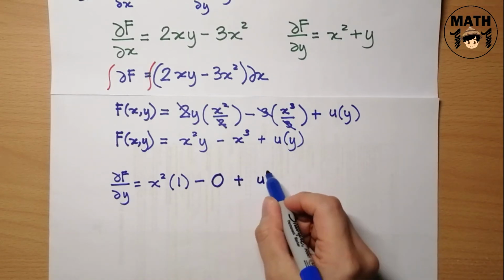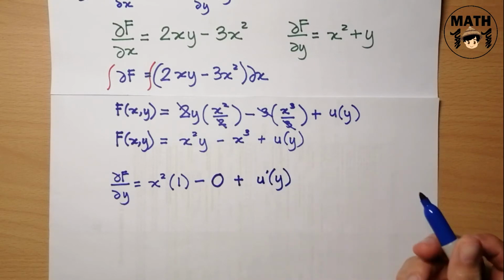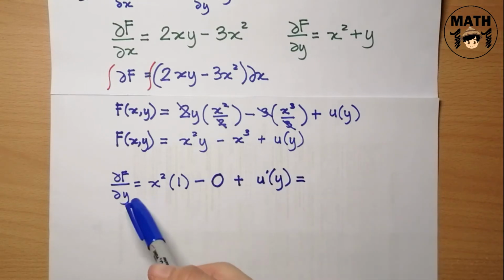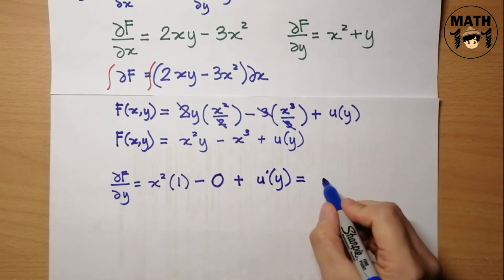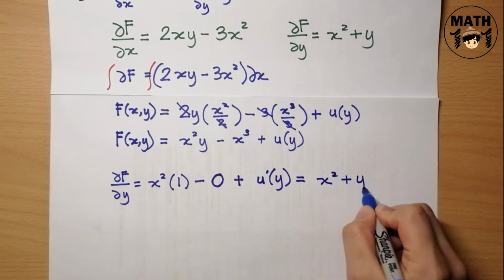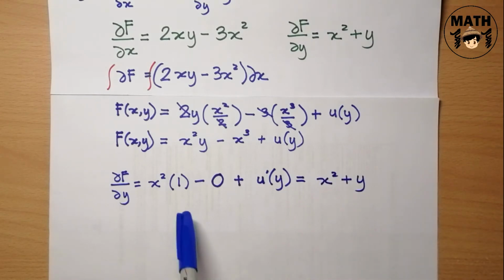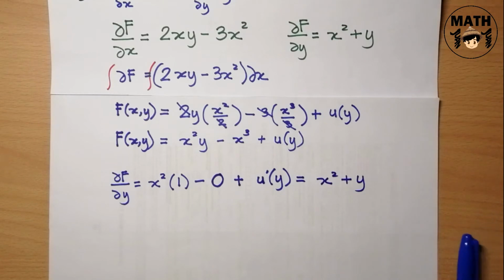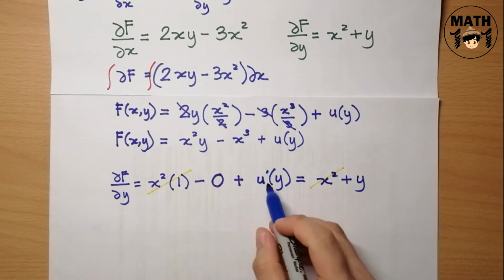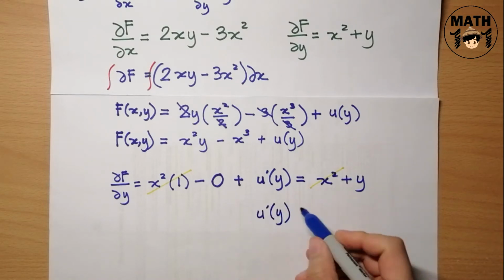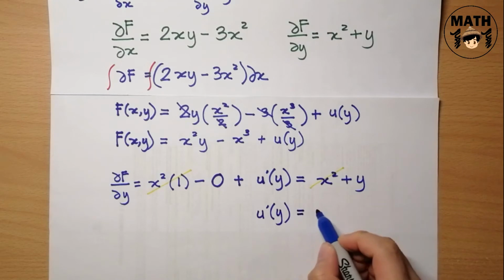So, that will be the first derivative of that function. So, u prime y. And we know that that is equal to this. X squared plus y. So taking a look at this equation, we can cancel x squared. Ano na lang yung matitira sa atin? Ang matitira sa atin ngayon is this. U prime as a function of y is equal to y.